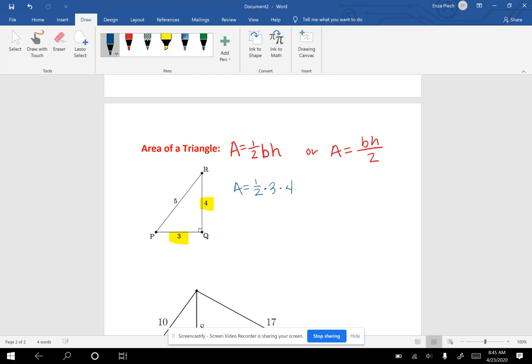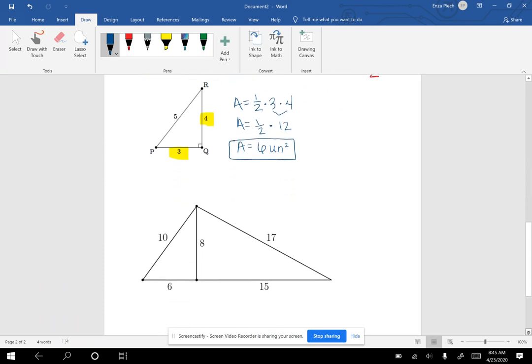Because of the commutative property, I could actually move some of these numbers around since I only have multiplication I'm working with, but I'm just going to complete them in a slightly different order. So I'm going to keep the 1/2, and I'm going to say, what is 3 times 4? And I get 12. I know that half of 12 is 6. So I need to make sure I put a unit. I don't have a measurement, so I'm going to use units squared since I'm talking about area. And that's my final answer.